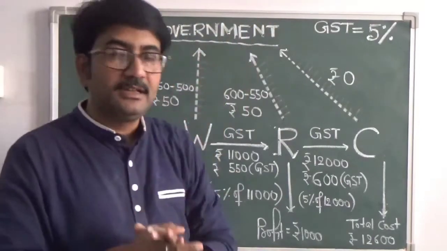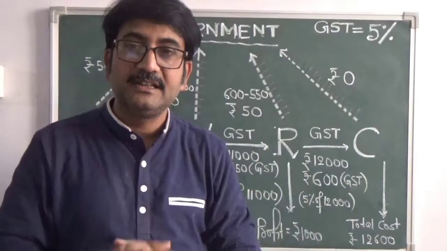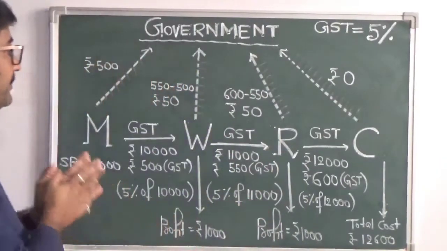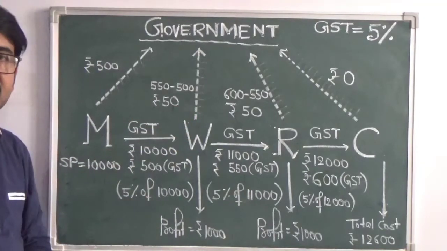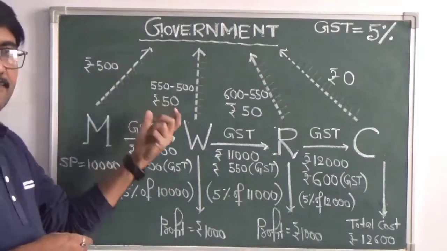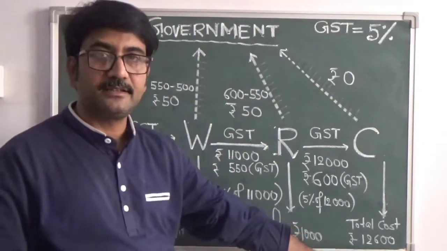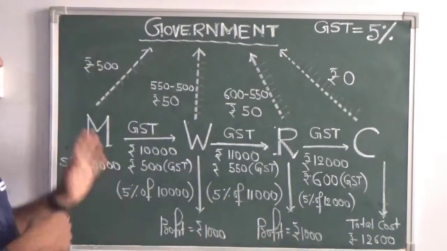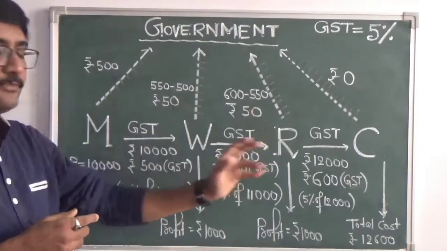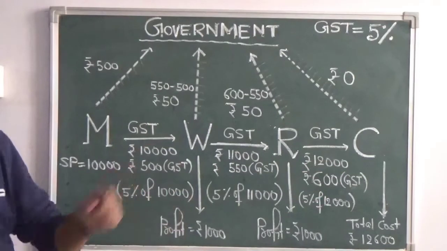So always remember, the last point tax, that is the tax paid by the consumer, is equal to the sum of all the intermediate taxes of the stages that have come before. The first stage tax is 500, second 50, then 50. The total should be equal to the last point tax, that is 600. So this is how GST is collected in this supply chain from the manufacturer to the end consumer. So please have a look.